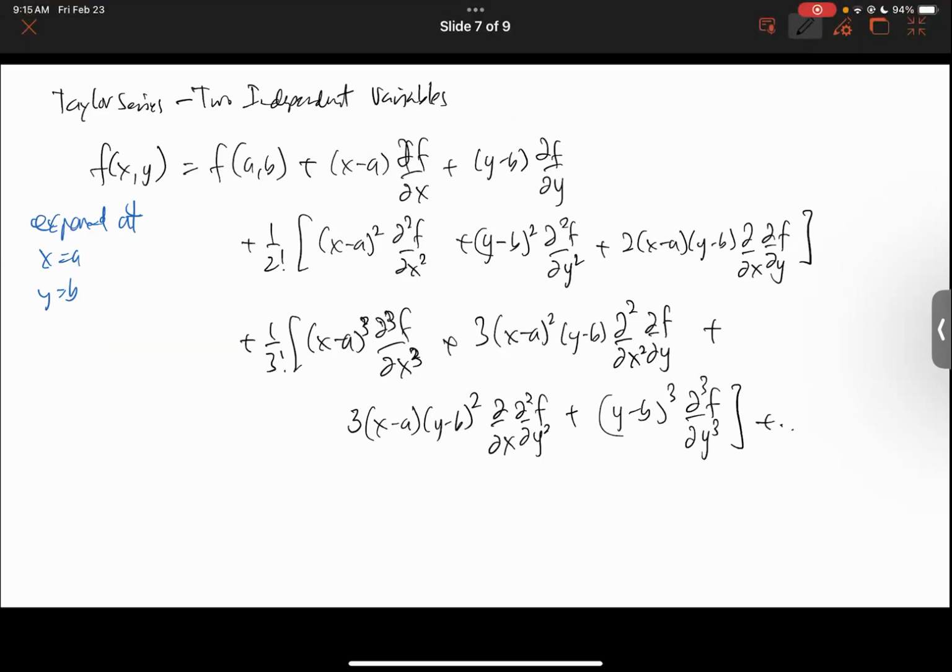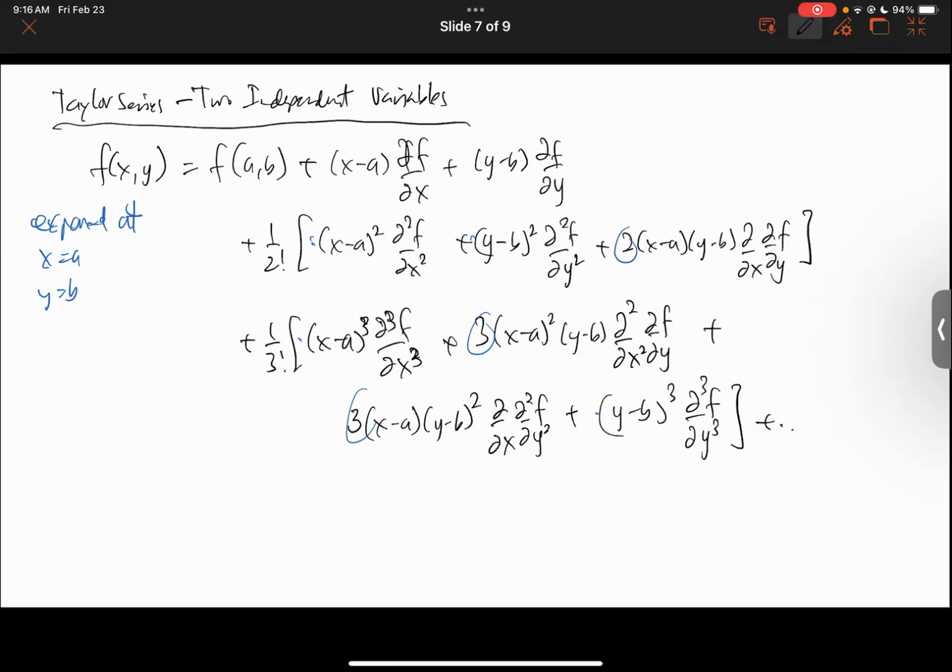Okay, so you'll notice that this looks like binomial coefficients, right? Here 1, then for the second order 1, 2, and then 1, and then 1, 3, 3, 1. So the pattern is the same. Okay, so that's that for two independent variables.